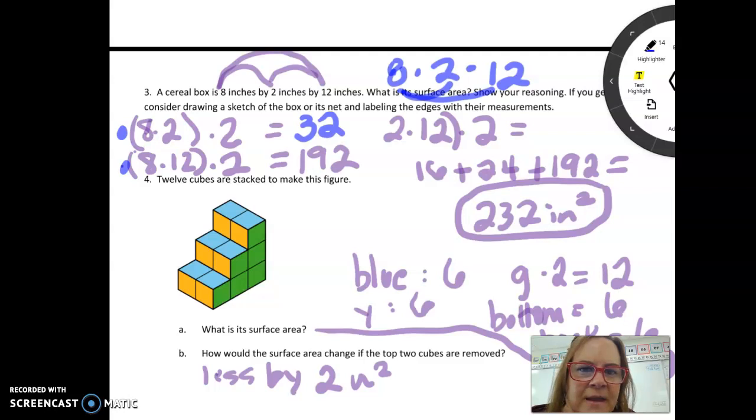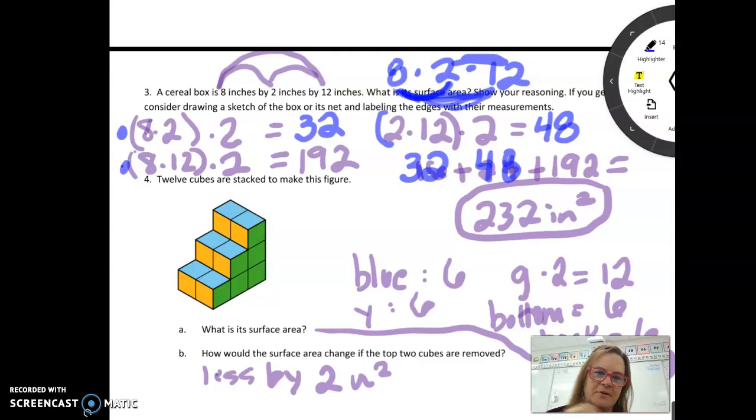And then lastly, I want to make sure, so I've connected the 8 and the 2 and the 8 and the 12. So what am I missing? I'm missing the 2 and the 12. So 2 times 12, and of course there are going to be 2 of those as well. So 2 times 12 is 24, times 2 is 48. And so I'm going to take 32 plus 192 plus 48.